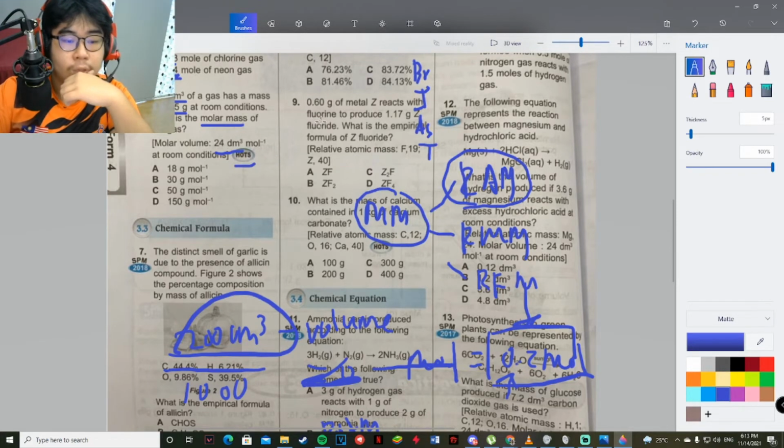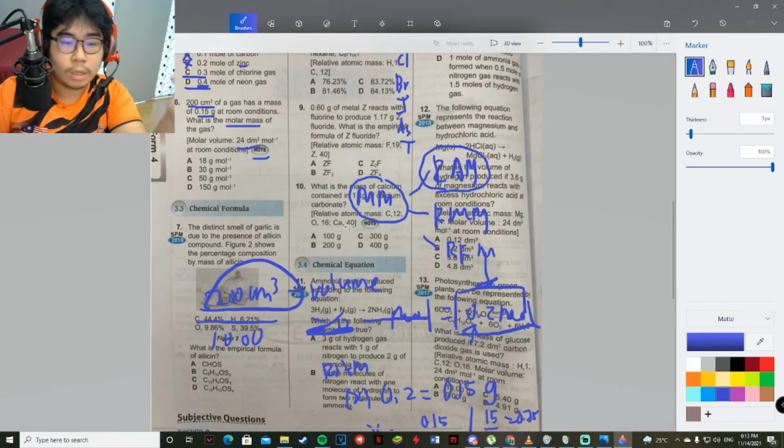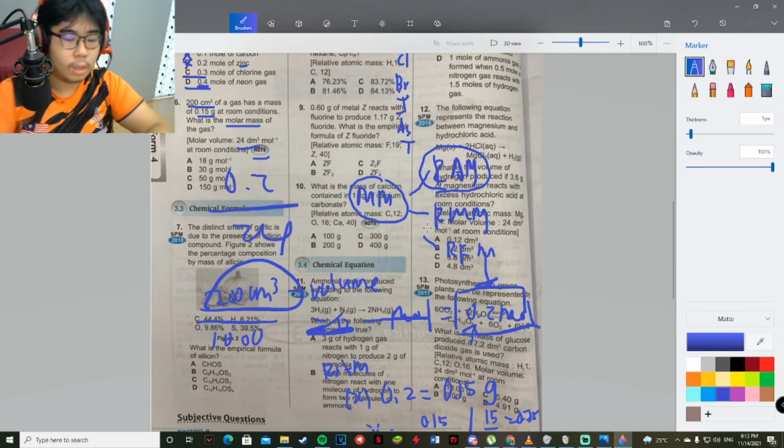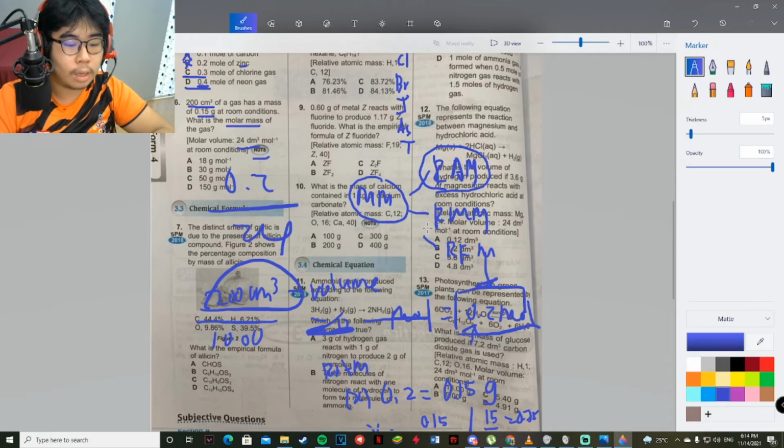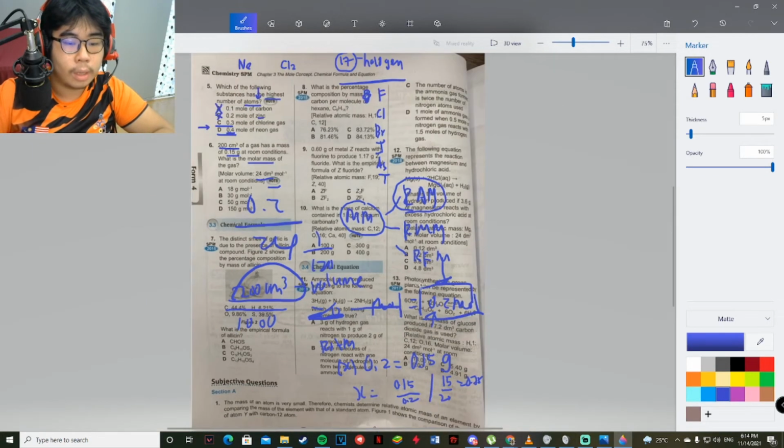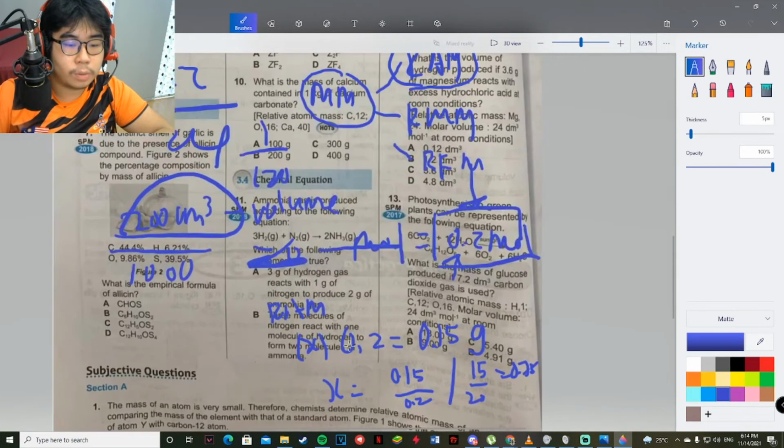Yeah, you need to divide by 24 again. So 0.2 divided by 24, what do you get? 0.2 divided by 24, you get 1 over 120. So the number here is supposed to be 1 over 120. Okay, so cancel this.